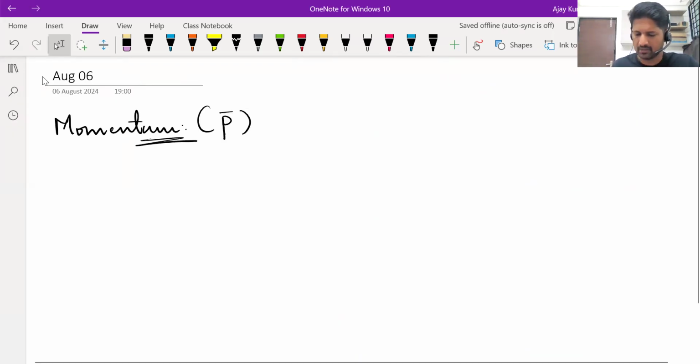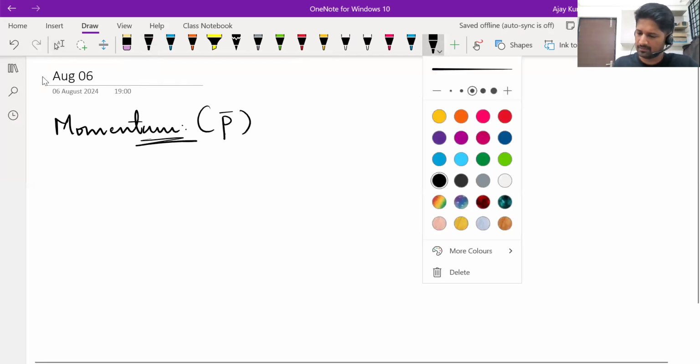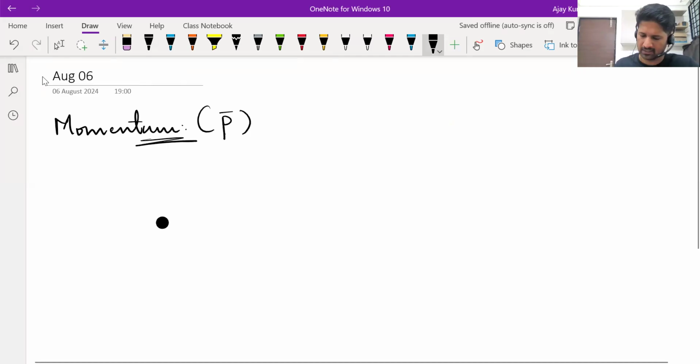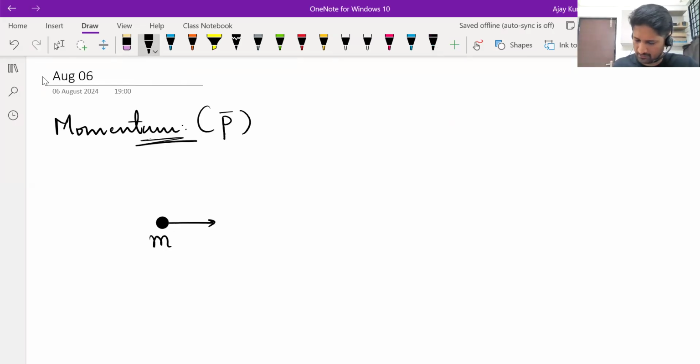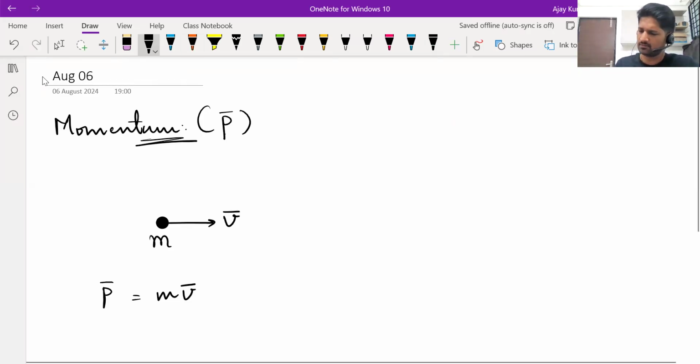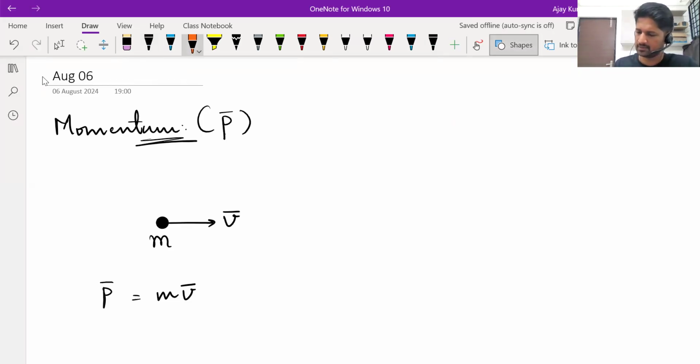Momentum is denoted by the symbol P, it's a vector quantity. Now, suppose there is a particle. We are talking about a single particle of mass m moving with a velocity v. Then its momentum is calculated as P = mv. This is the basic formula for momentum. So if the mass m moves with a velocity v, then its momentum P is equal to mv.